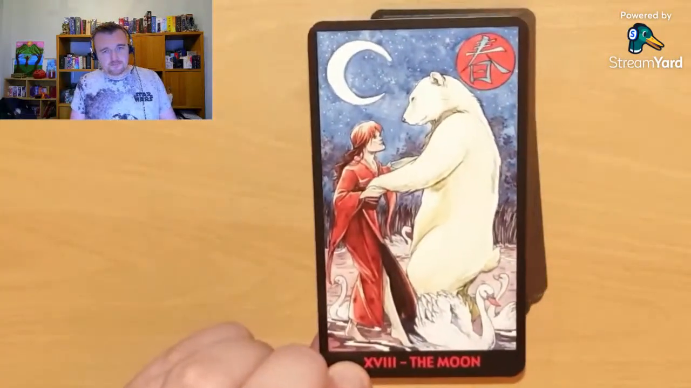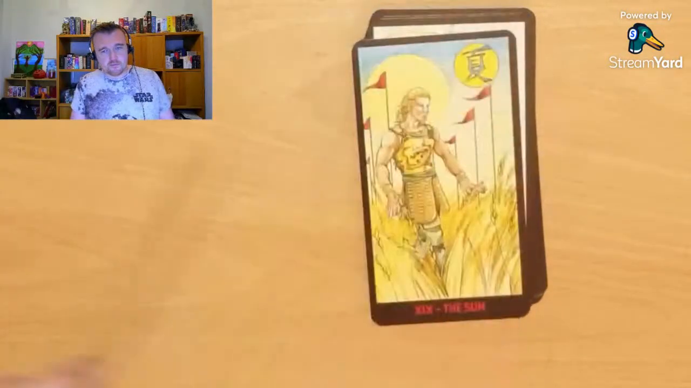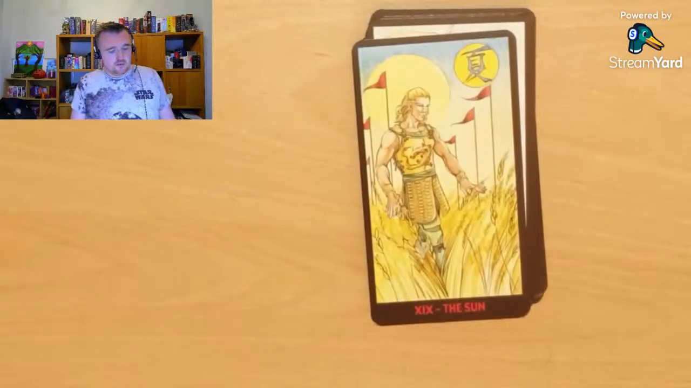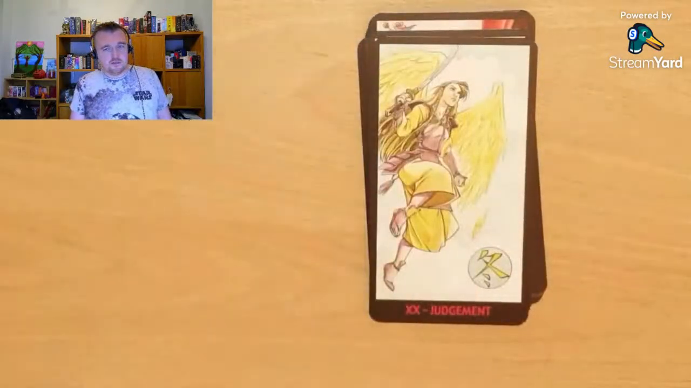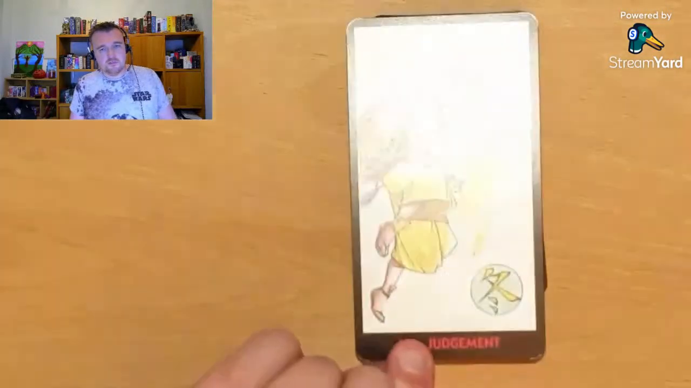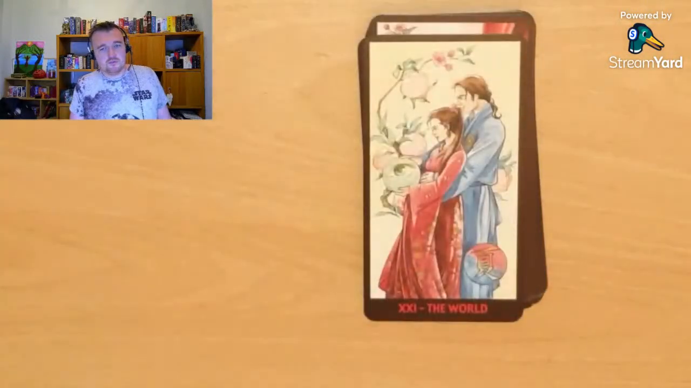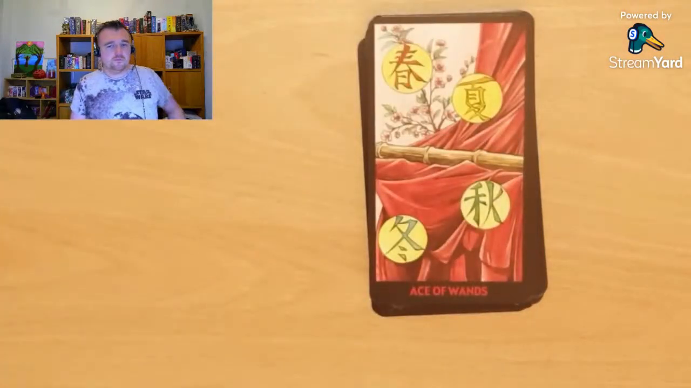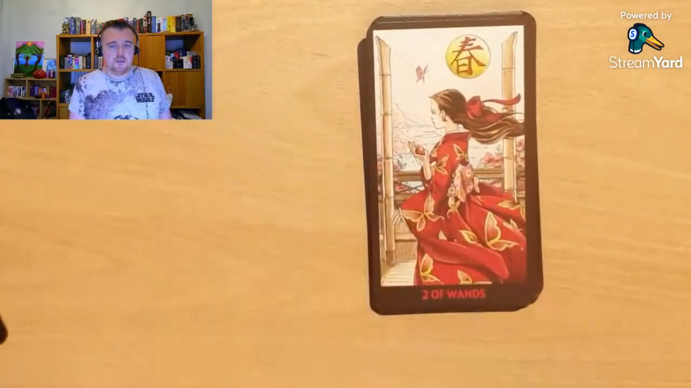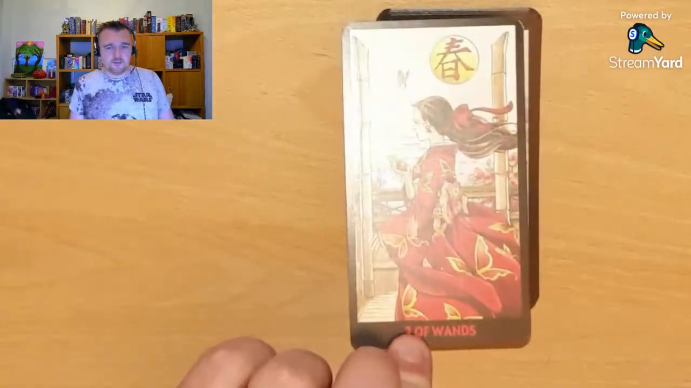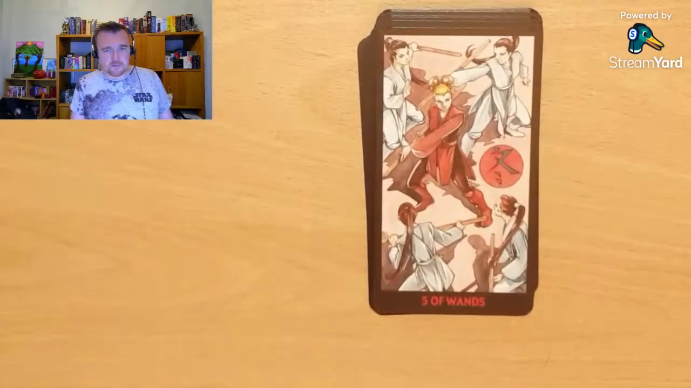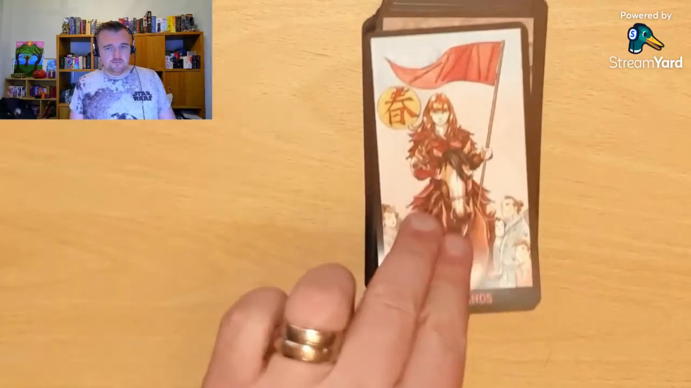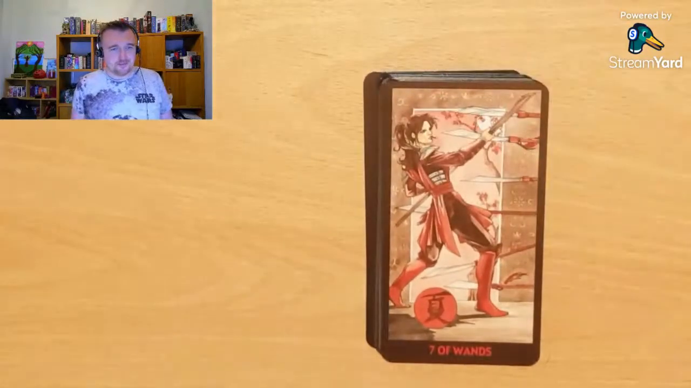The moon. Polar bear. The sun. Judgment. It's just the angel. The world. So our wands are very red and fiery, and as you'll now start to see, kind of quite traditional Smith-Waite images. Just travelling up the table, isn't it?